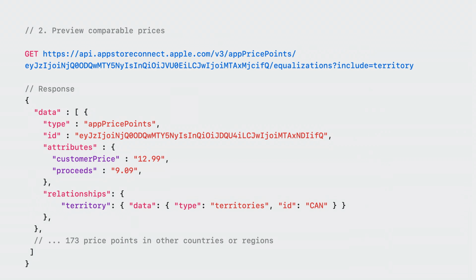Before setting the chosen price point in my price schedule, I'd like to know what the comparable prices will be. I will get the comparable price points of the price point I chose earlier in the previous step, using the Get Equalizations API. I will include the territory relation in the request to identify the location of the comparable price point. For example, I can see the comparable price in Canada is $12.99.